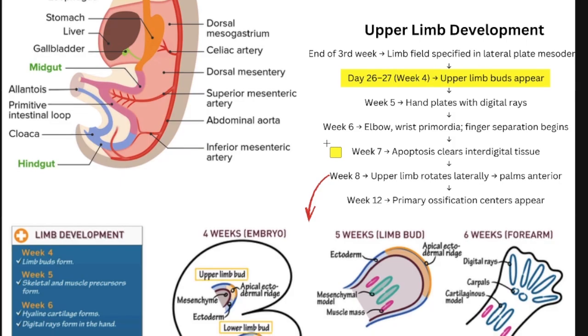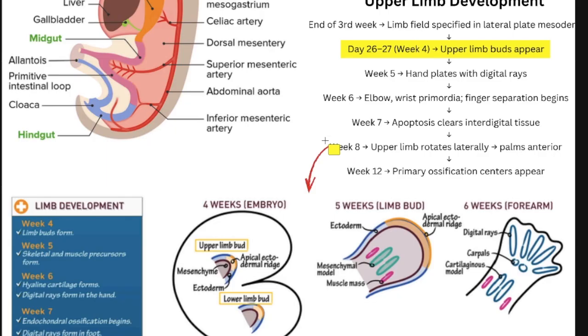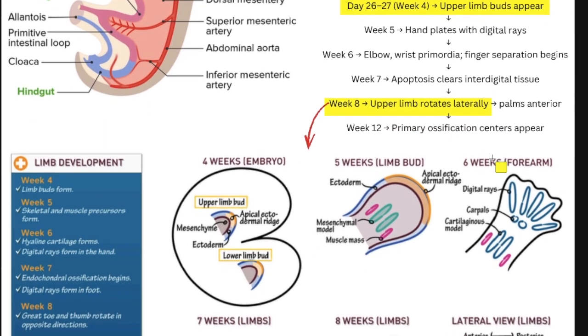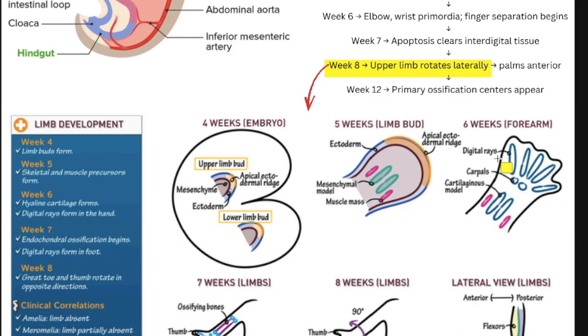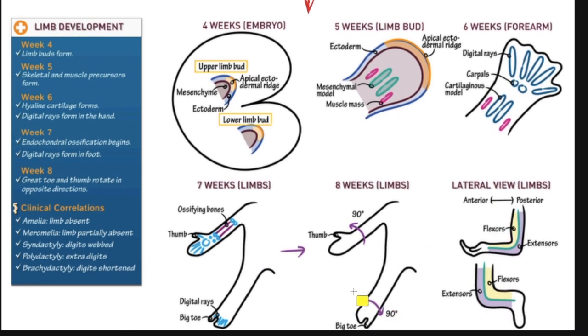By week 8, the limbs have undergone significant rotation. The upper limb rotates 90 degrees laterally, so the elbows point backward. The lower limb rotates 90 degrees medially, so the knees point forward. This establishes the adult orientation of the limbs.